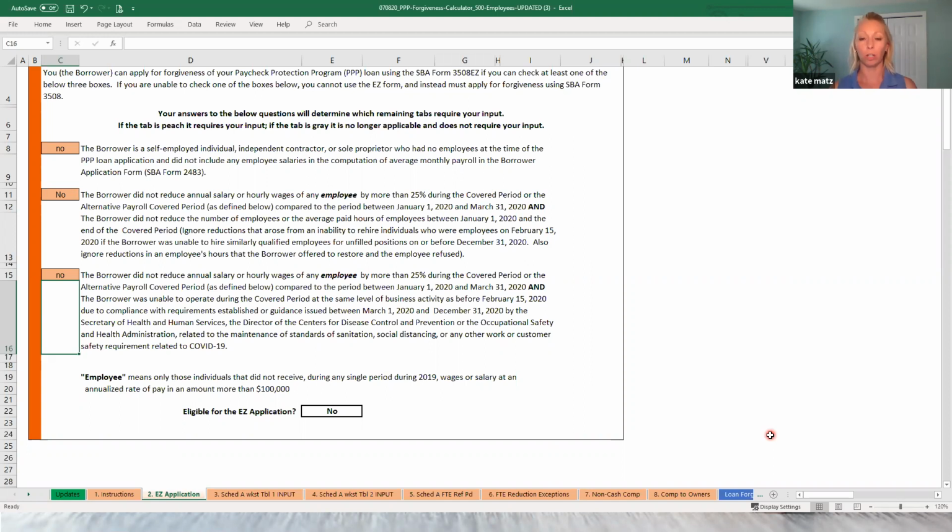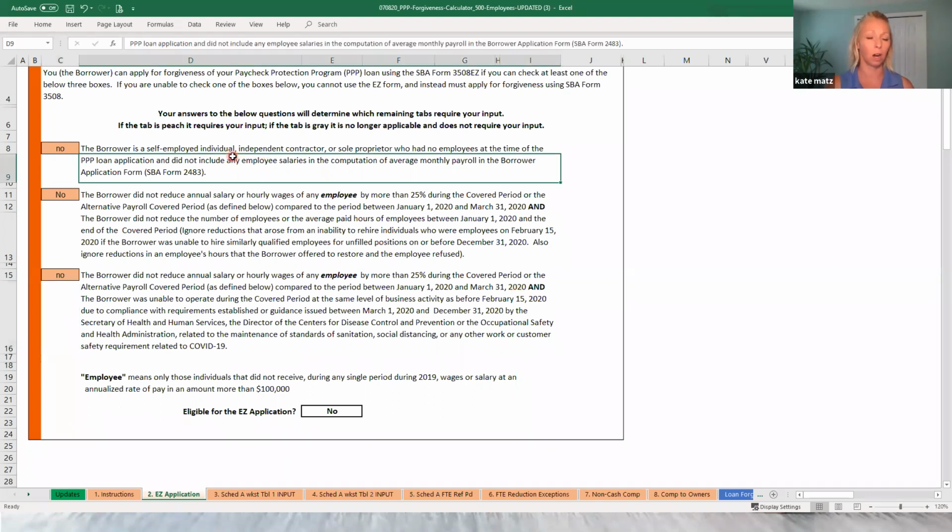So if you don't have any FTE reductions that you've got to work through your calculation, or you don't have any compensation reductions above that 25% threshold that you've got to work through your calculation, you can use the easy form. Now, with those FTE reductions, there are some exceptions that allow you to still have an FTE reduction and use the easy application. So we can walk through these here. There are 3 different criteria, and you'll have to meet one of them. So if you meet any one of these 3, you can use the easy form.